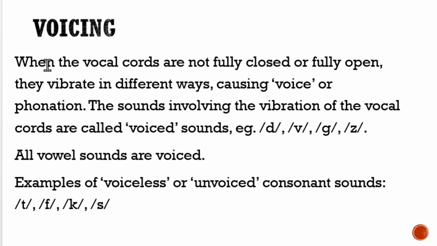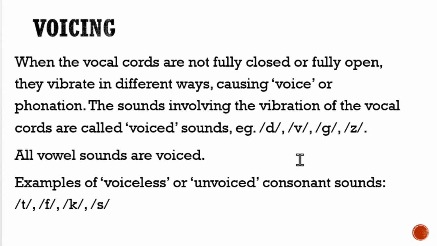Let us read this. When the vocal cords are not fully closed or fully open, they vibrate in different ways, causing voice or phonation. So the sounds involving the vibration of the vocal cords are called voiced sounds. In English, as in other languages, when we produce some of the speech sounds, there will be vibration of the vocal cords. Such sounds are called voiced sounds. And when the vocal cords are totally retracted and the glottis is totally open, there will be no vibration, and such sounds are called voiceless or unvoiced sounds.